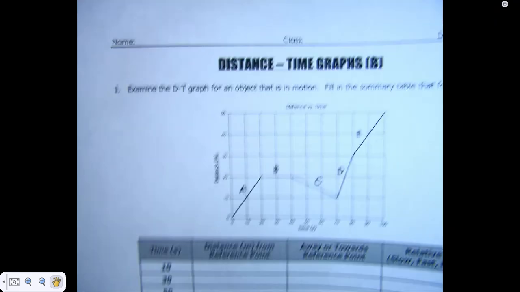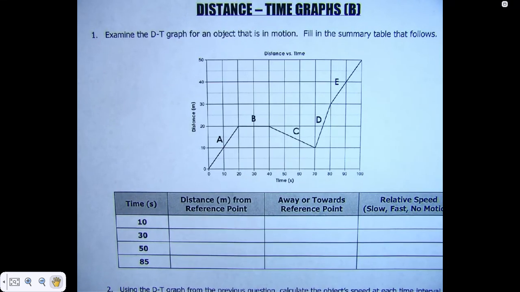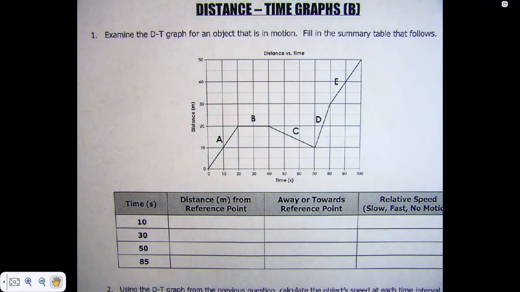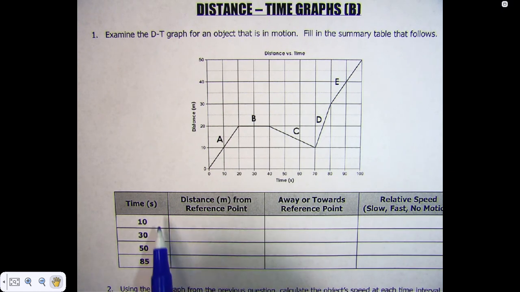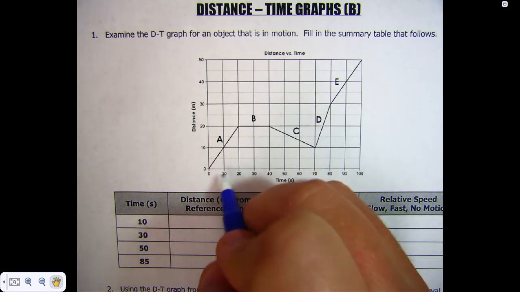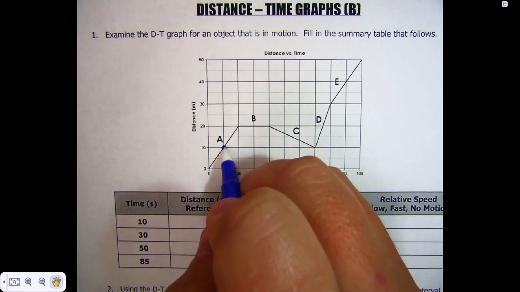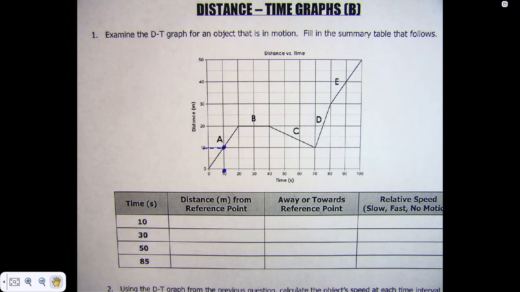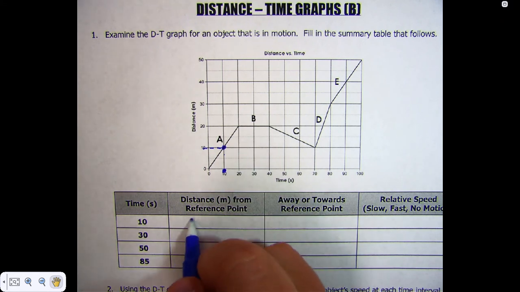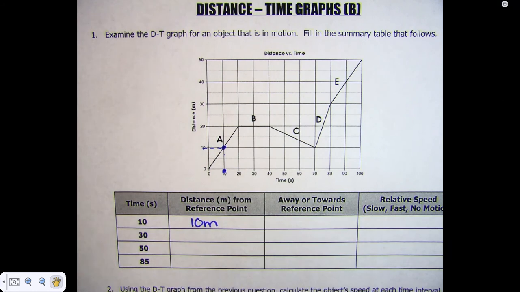Okay, I'm going to go over with you how to do it and just look at a couple of different things. So I'm talking about this other worksheet. All right, so if I am looking at this, we'll do 2 or 3 of these together. This one says distance from the reference point. So at 10 seconds, where's the line at 10 seconds? It's here. How far has it gone in 10 seconds? How far away from my reference point is it? It's 10 meters away from my reference point.